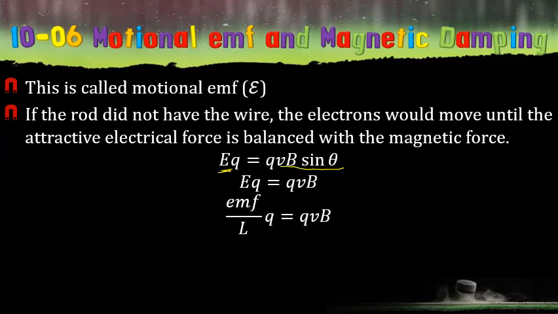Electric field would be our voltage divided by the length of the rod. Divide by Q, multiply by L, and you get the EMF, or volts, equals V, the speed you're moving the rod, times magnetic field, times the length of the rod, assuming they're all perpendicular to each other.